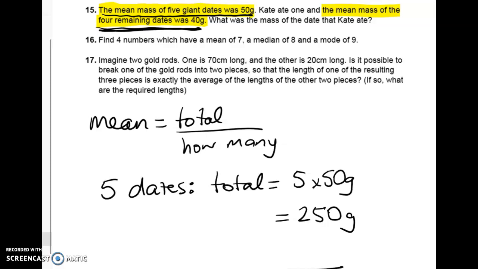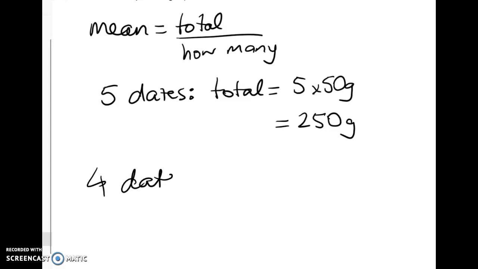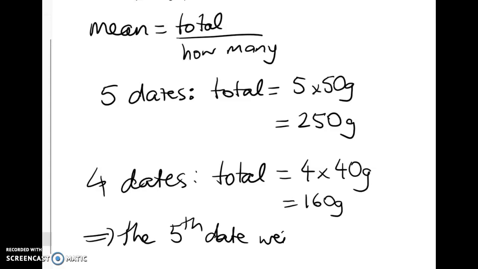Now, after she ate one of them, the mean mass of the remaining 4 was 40 grams. So we can say with 4 dates, the total is 4 times 40, and that's 160. Therefore, the 5th date weighed 90 grams. So 250 take away 160 is equal to 90 grams.